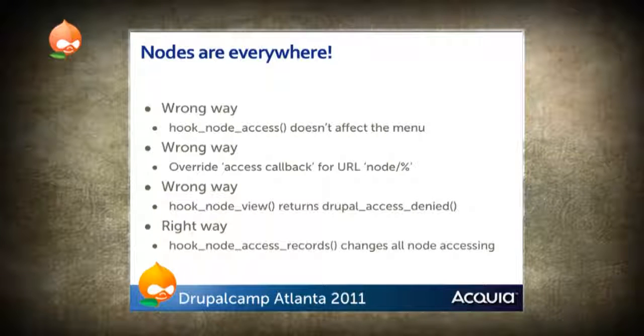There's node access, which doesn't work in the menu. There's node access records that does. This is actually, I think, my exact thought progression. So I said, that doesn't affect the menu. They can't see it in the menu. Why would they see the title? And also node access, I don't think fits into views either.